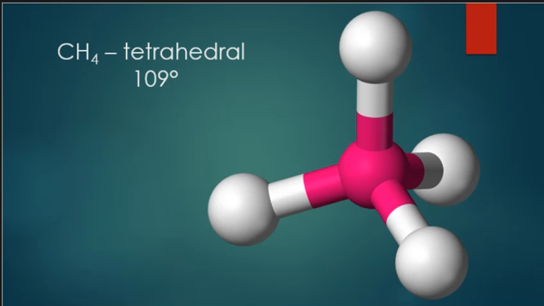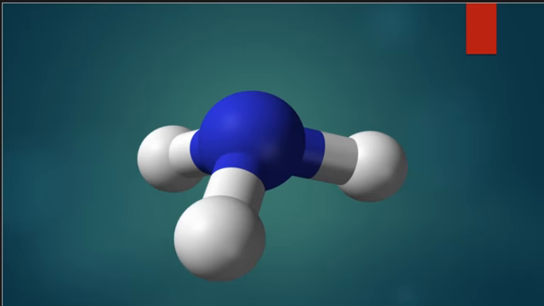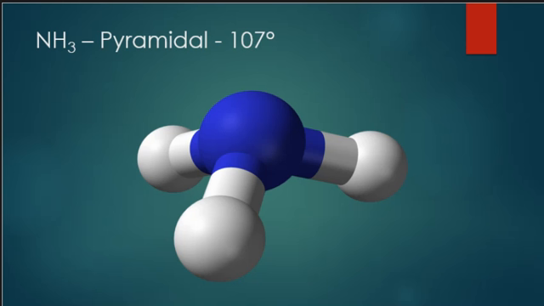So the next one we're going to look at, we're going to take away that top leg. So imagine that with that top leg gone, and we end up with something that looks like that. And that is called pyramidal, however you want to say it. And what happens is that these get pushed a little bit to 107 degrees. And NH3 is a good example of that.